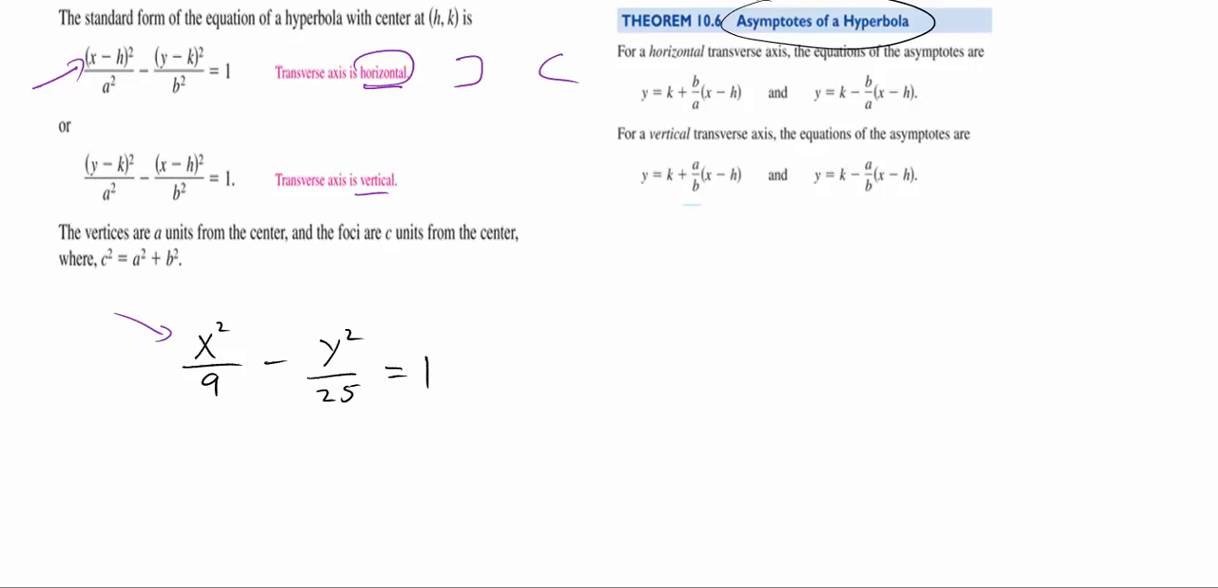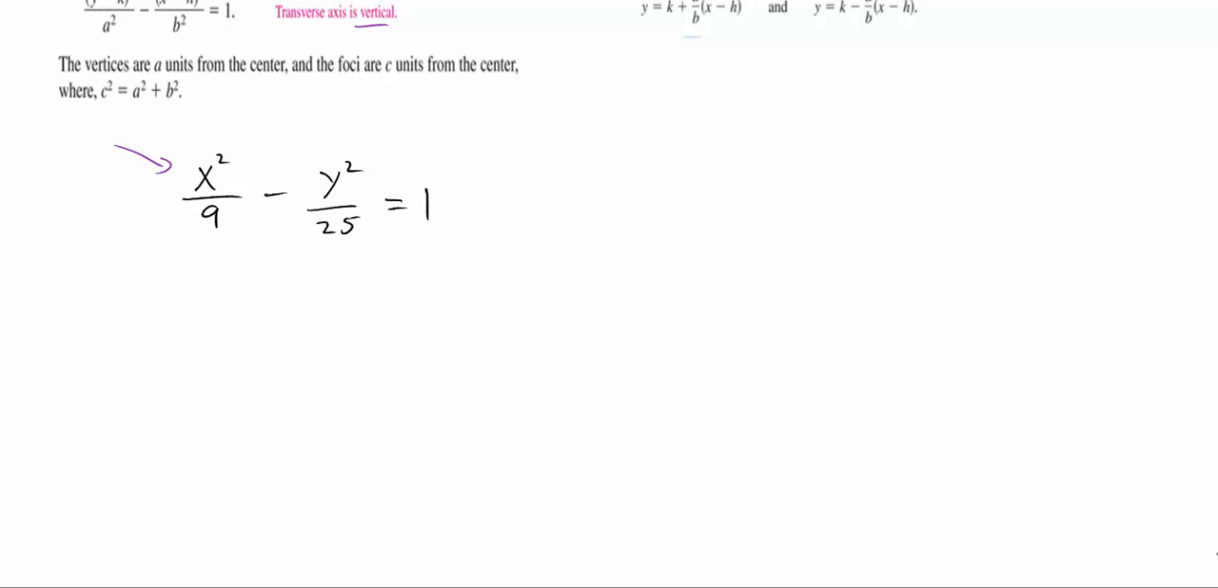Next, we want to identify the A, B, and C values. We know that the 9 here is A squared. So A squared is equal to 9, which means A would be equal to 3. Therefore 25 is B squared, so B is equal to the square root, which would be a positive 5.